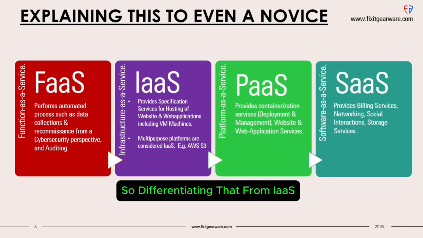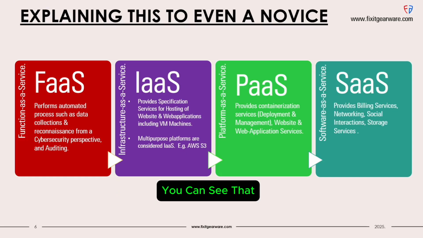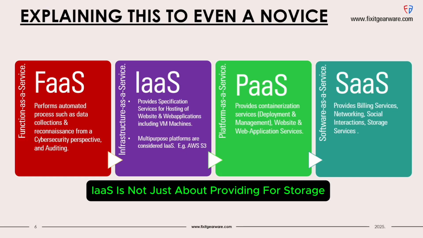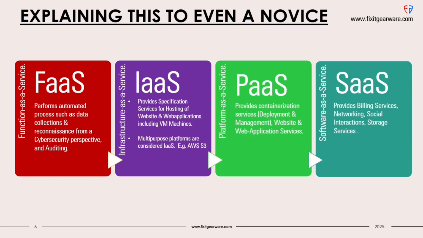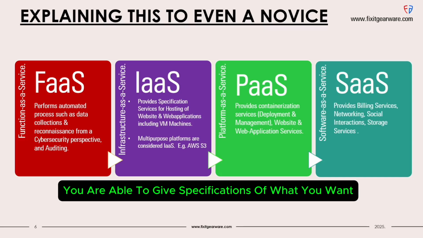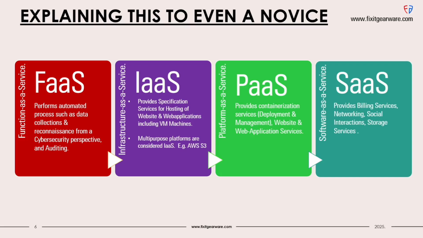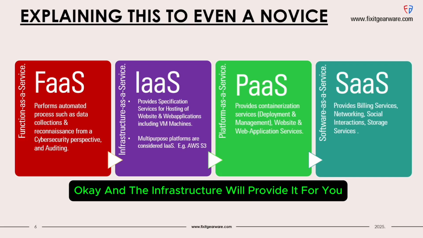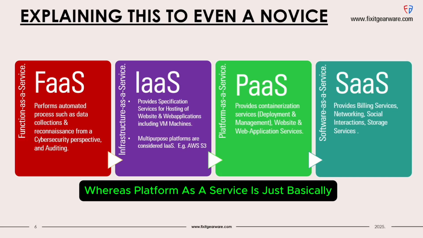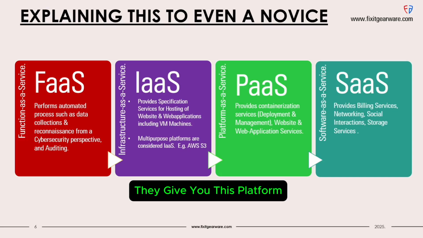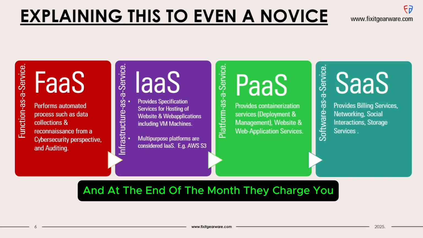So differentiating that from IaaS, you can see that IaaS is not just about providing storage, but also you're able to give specifications of what you want. Okay. And the infrastructure will provide it for you. Whereas platform as a service is basically they give you this platform, you do whatever you want, and at the end of the month, they charge you.